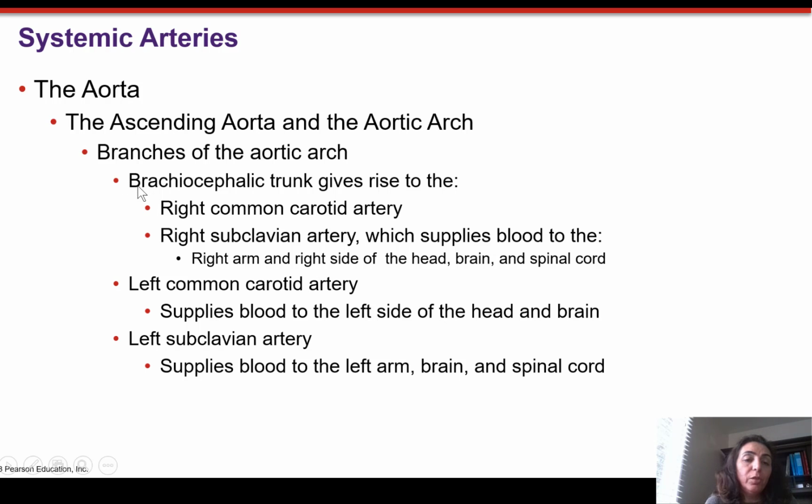The branches of the aortic arch are the brachiocephalic trunk, which, as we said, gives rise to the right common carotid artery and right subclavian artery. That right subclavian supplies blood to the right arm, right side of the heart, brain, and spinal cord. Sorry, that is just a mistake. It is regarding the whole brachiocephalic trunk, because the subclavian goes to the right arm, but the rest of these parts are from the right common carotid.